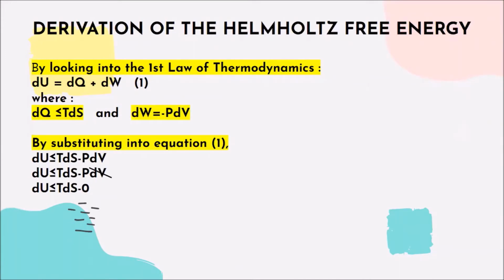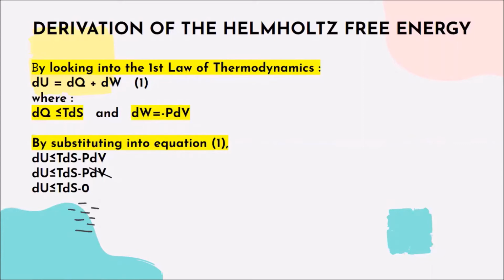The first law of thermodynamics stated that energy change of an isolated system during any physical process is equal to zero. And by looking into the equation, change in internal energy is equal to the change in heat plus the change in work, where the change in heat is less than or equal to the product of temperature and change in entropy, and the change in work is equal to the negative pressure multiplied with the change in volume.